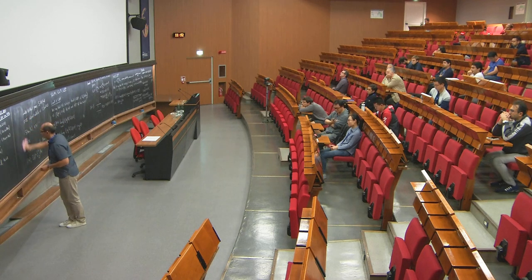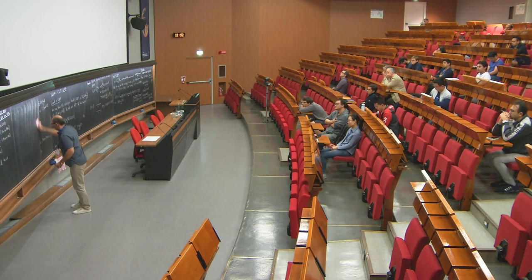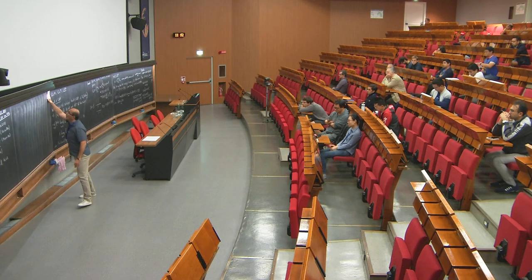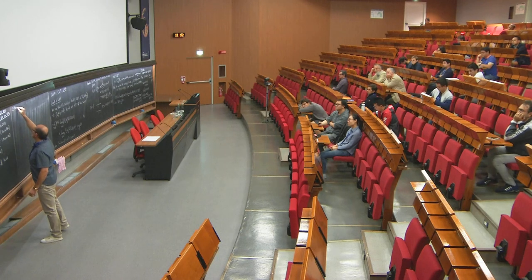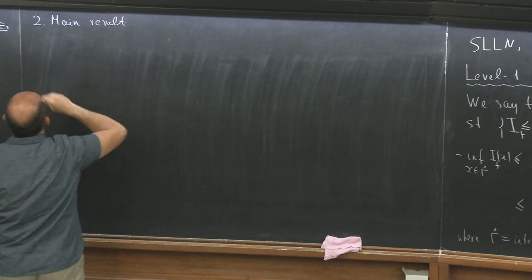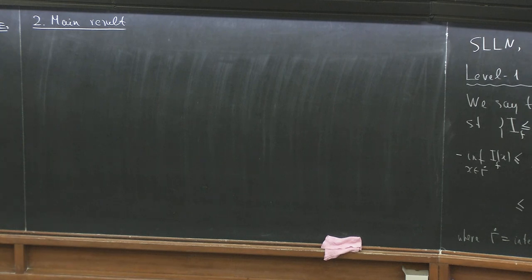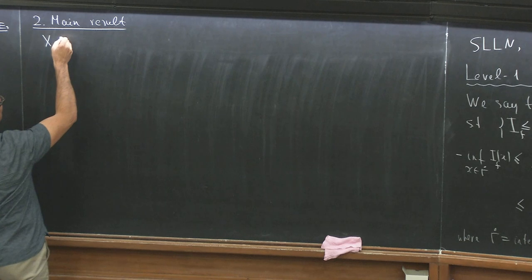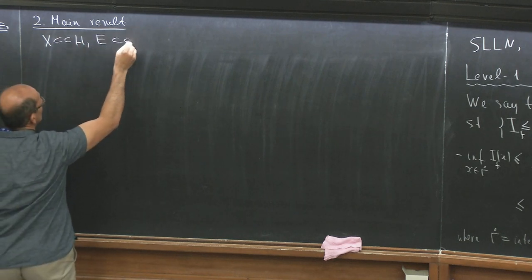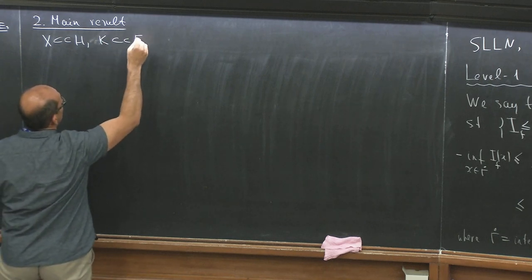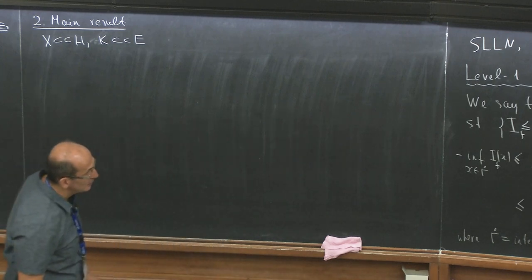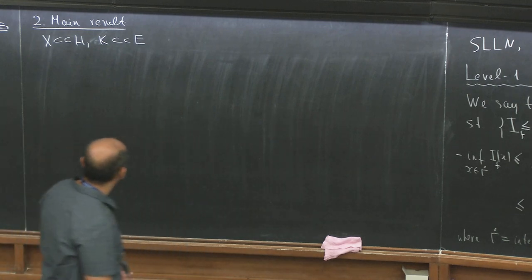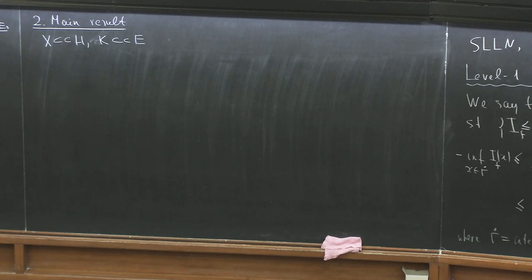Now, the second part is the main result. From now on, until almost the end, I will assume that X and K are compact subsets of H and E. So I consider the compact setting. This is not very restrictive if we are dealing with PDEs with bounded noise. And I will need some hypotheses which are very similar to those discussed by Sergey Kuksin.